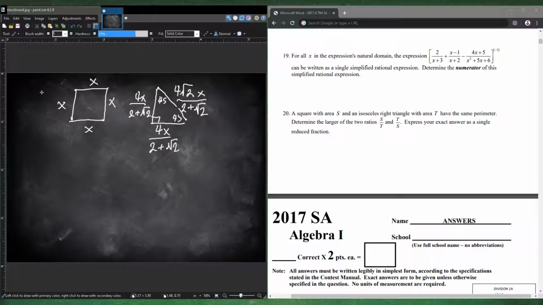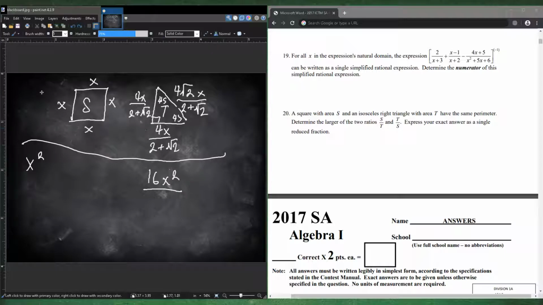So we have this as area S and this is area T. The area of this is x squared. So let's write that down on this side so we don't lose track. Right, so let's separate this. Our area of this is x squared, okay? And then we're going to multiply these two, which is 16x squared, right? 4x times 4x is 16x squared. And then 2 plus square root 2 squared, right? Because it's the same thing here.